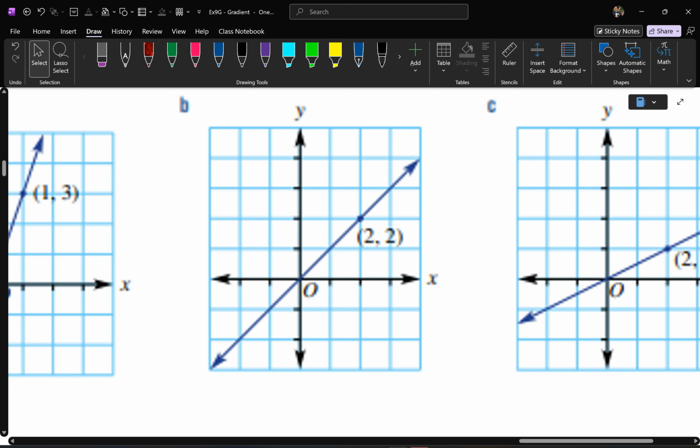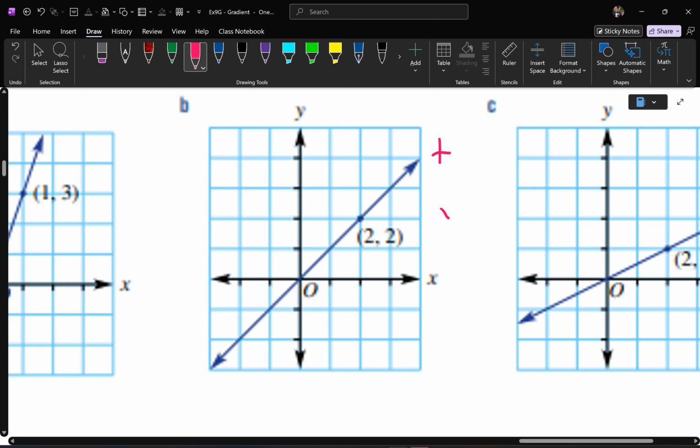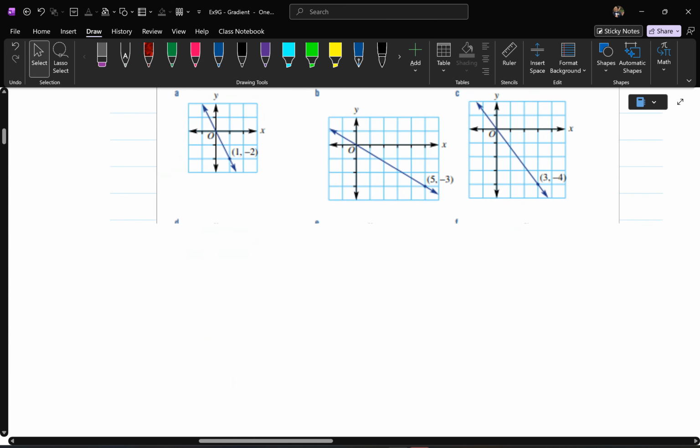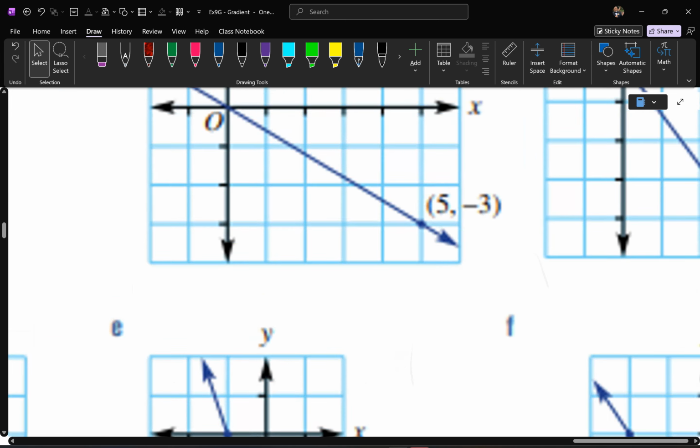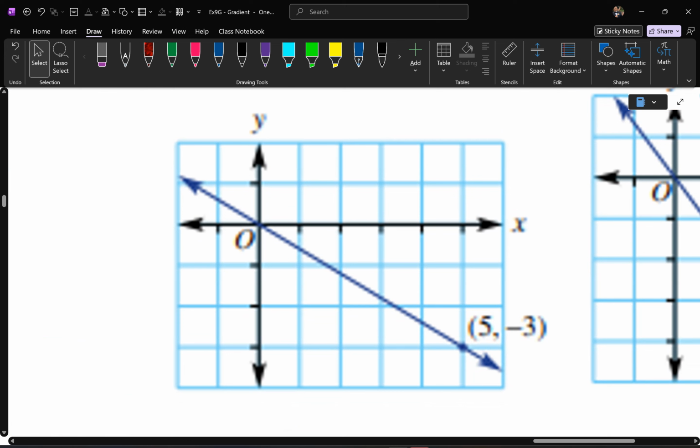Can I please have Lucas? What type of gradient is this? Positive. Very good. So we got positive. That is correct. Let's pick another one. What is this gradient? Can I please, let's go with Leon. Negative. Again, left to right is going downhill. So this is negative. Okay, negative gradient.